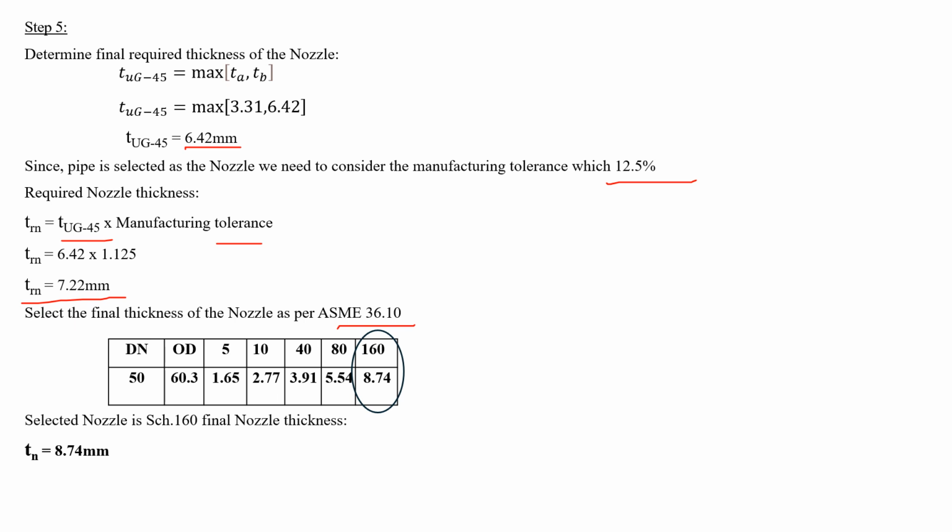So we have to go to the table of ASME B36.10, and from here I have selected schedule 160 for the nozzle, which has 8.74 mm, which is greater than 7.22 mm. So the nozzle is schedule 160, and the final nozzle thickness is 8.74 mm. So this is how you do the nozzle neck thickness.